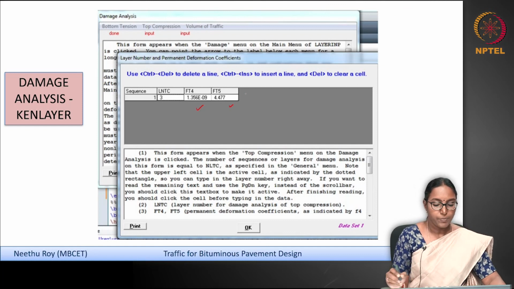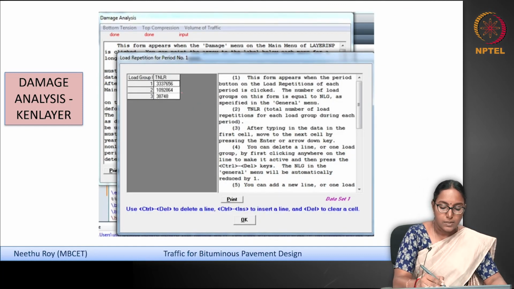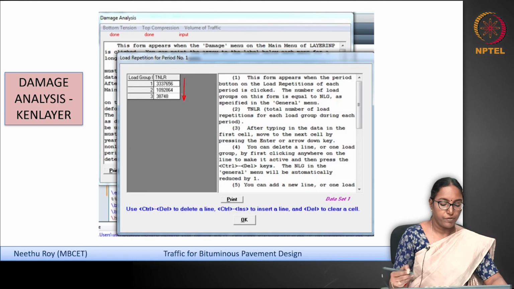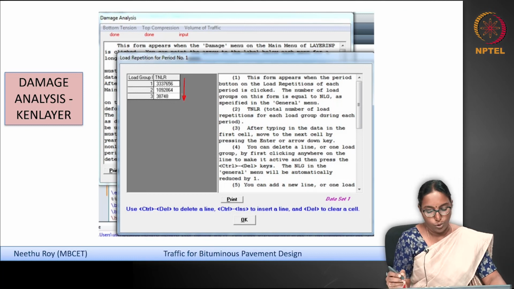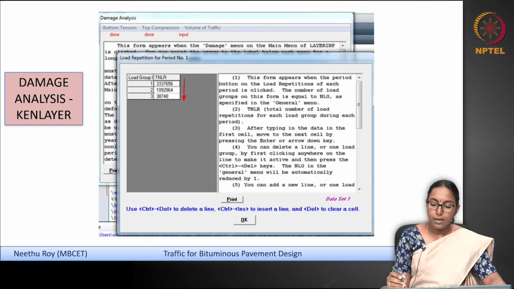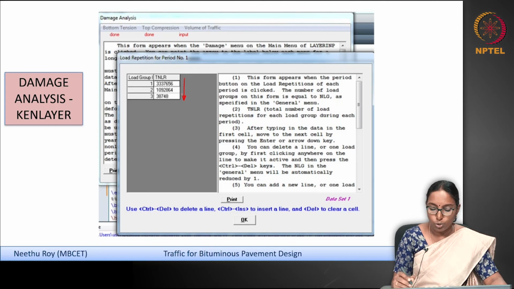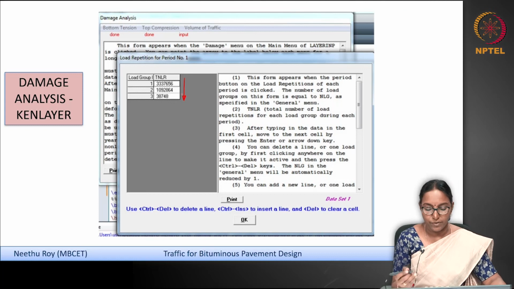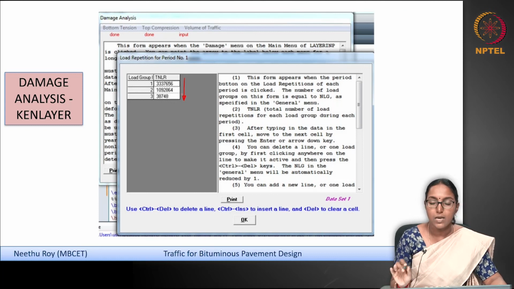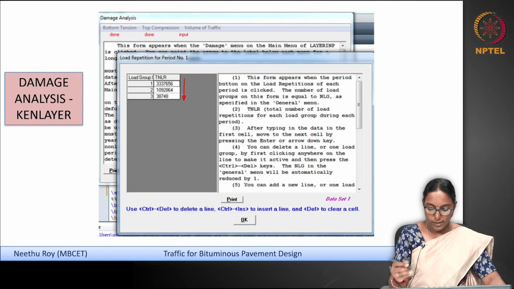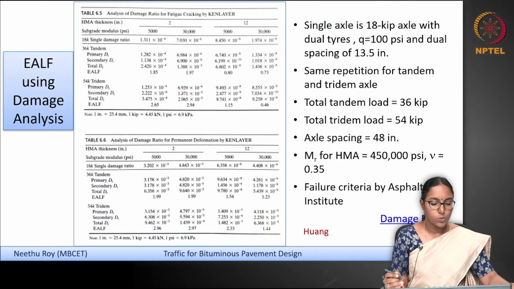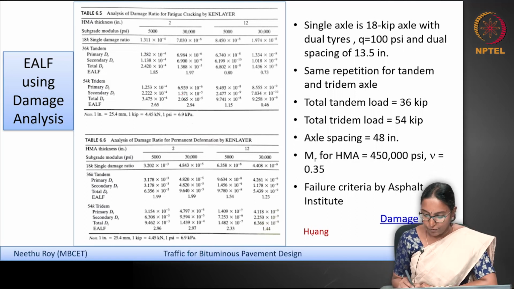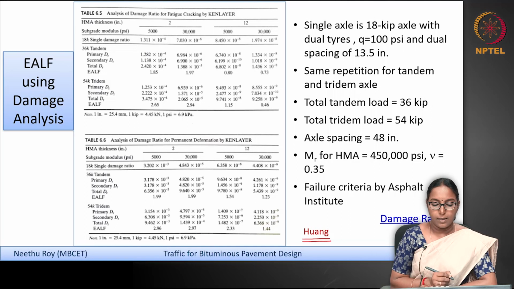And then this is the predicted number of traffic. So you have three different load groups. The total number of load repetitions for each load group during the design period is given. This is from the traffic survey that you have arrived at, and that number is the predicted number for the n number of design years. So that is given. And this is one example of the damage analysis that is done. This is taken from the Huang textbook.